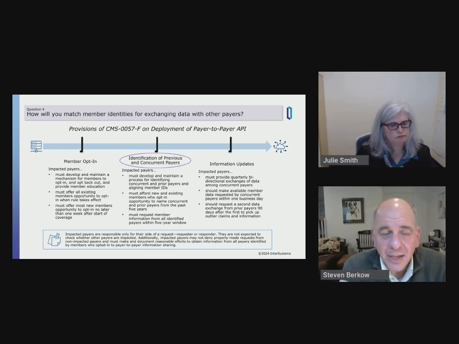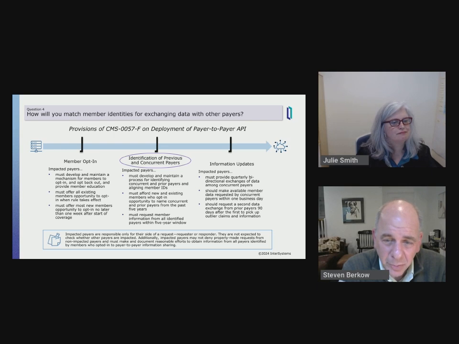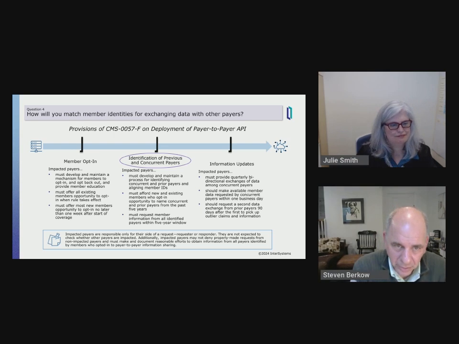On the other side, far right, information updates. If you start to do the math in your head, especially for concurrent members, this can get pretty complex pretty fast because the government's saying that it's not just a one-time exchange of information for concurrent payers who opt in, it's every 90 days. But where I really want to focus is on that middle thing. It's why this question is so important. And it's not just that you have to identify who the previous or the concurrent payer is.